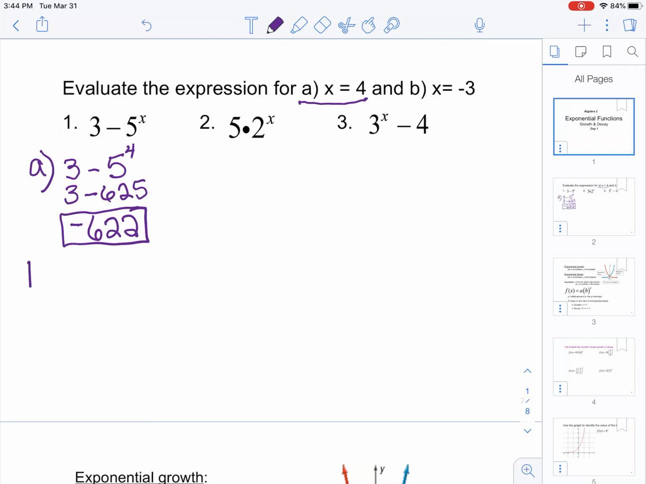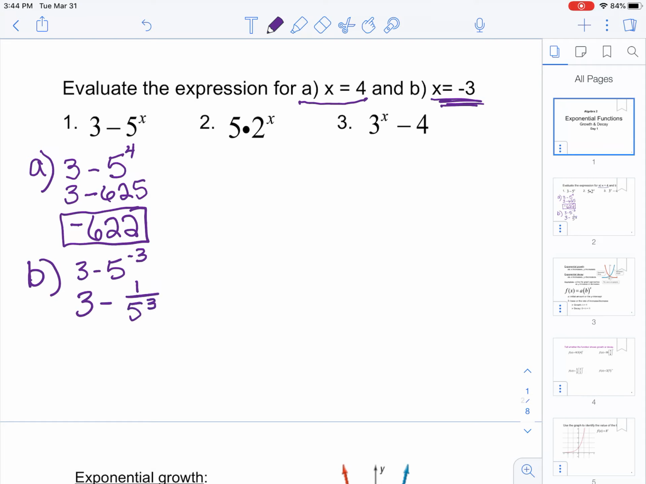So now we're going to go on to B. B has x being -3. So we write it in: 3 minus 5 to the -3 power. Uh-oh, can we ever have negative exponents? The answer is, oh no. So what do we do when we have negative exponents? We take it to the denominator. When we take it to the denominator, the exponent becomes positive.